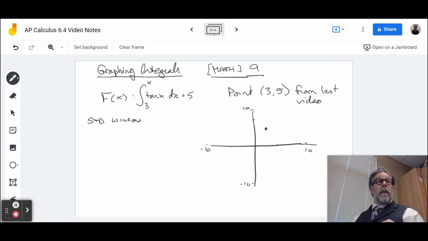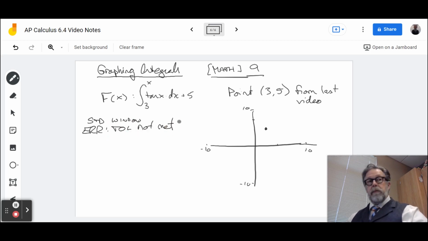All right, so coming back, what you probably got is an error: tolerance not met. And the problem that we have here is that tangent has vertical asymptotes. So depending on where you start and where you're planning on ending, you run into the issue of, well, hang on a second, how am I supposed to find the area under a curve when the curve goes off to infinity? So what we need to look at is, what do we know about tangent and what would be an okay region?